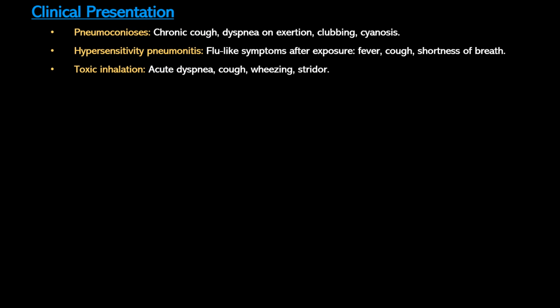Symptoms differ by disease type. Pneumoconiosis causes chronic respiratory symptoms like dyspnea, cyanosis, and clubbing. Hypersensitivity pneumonitis presents with flu-like symptoms shortly after exposure, including fever and cough, and toxic inhalation syndromes can cause acute symptoms, such as stridor, wheezing, and respiratory distress.